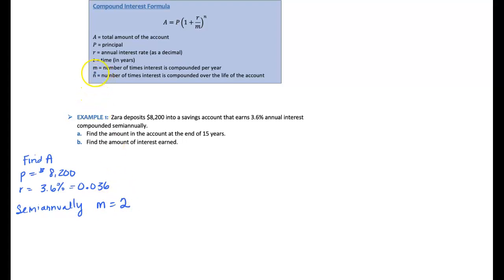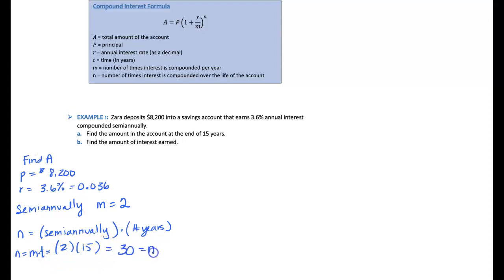To calculate N, we want the number of times interest is compounded over the life of the account. So to calculate N, we're going to say that interest is calculated semi-annually, which we just said was twice a year, times the number of years. And in part A, that was told to us as 15 years. So if you'd like, a shortcut to variable N is M, the number of times you're going to compound in 1 year, times T, the total number of years. In this case, that's twice a year for 15 years, or a total of 30 times that interest will be calculated.